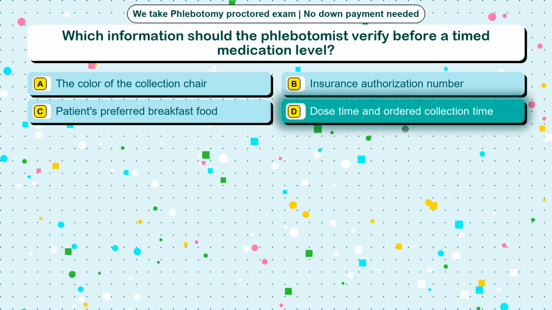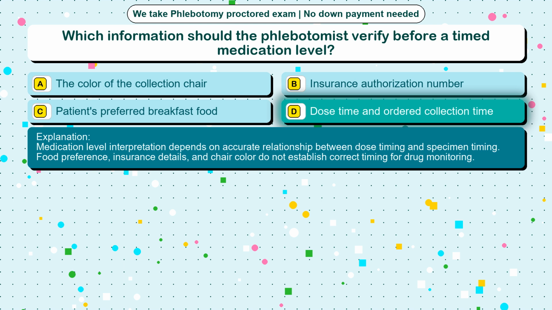The correct answer is option D. Dose time and ordered collection time. Medication level interpretation depends on accurate relationship between dose timing and specimen timing. Food preference, insurance details, and chair color do not establish correct timing for drug monitoring.